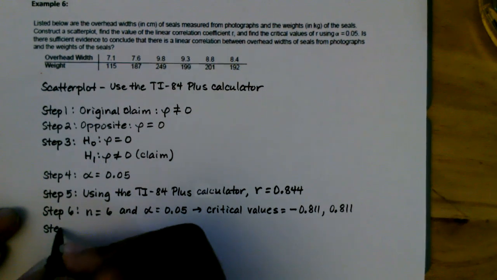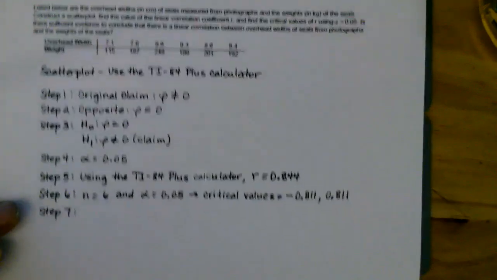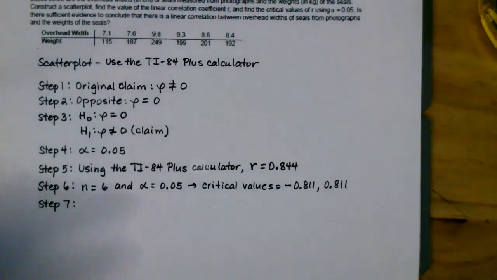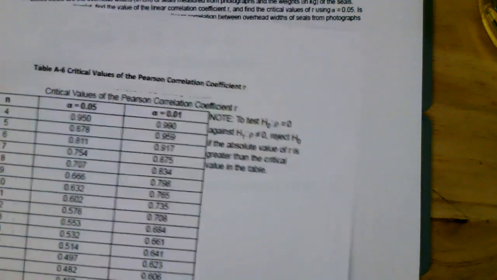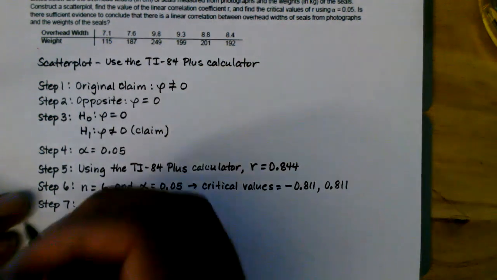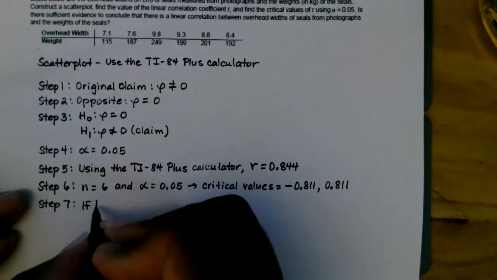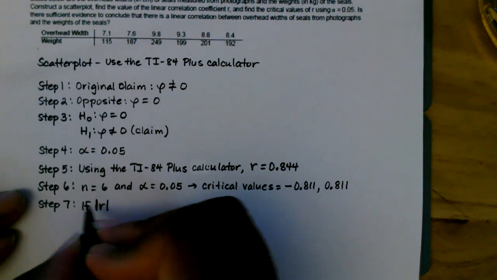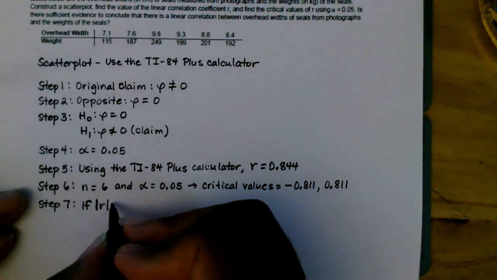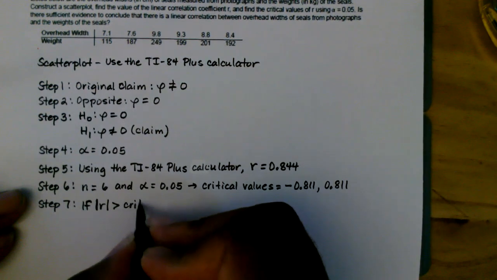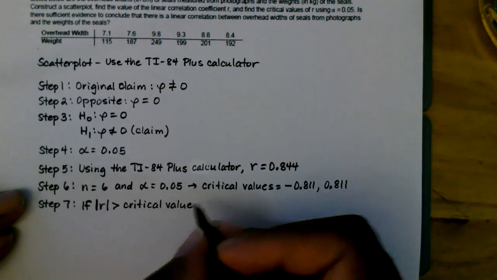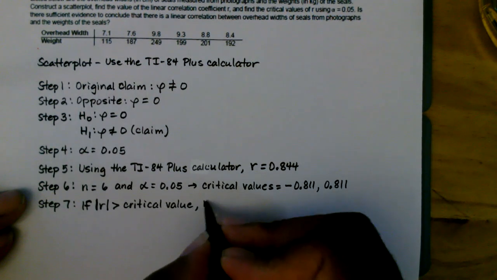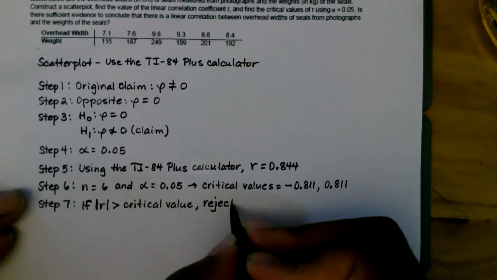And now step number 7 is our decision rule. And I'm using the decision rule that is given in table A-6. And that's this. If the absolute value of R is greater than the critical value in the table, reject the null hypothesis. So if the absolute value of R is greater than the critical value in table A-6, and I'm using a positive critical value here, reject the null hypothesis.